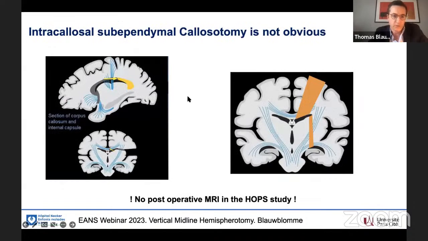For me, the intracallosal subependymal callosotomy is not obvious. The video from Christian was very beautiful because he showed us very nicely the pericallosal artery. But I thought, seeing, for example, in William Harkness' department in London, the lateral approach, it was really difficult to follow the vessel from a lateral way or from a parasagittal way. If you look back in the HOPE study, you don't have 100% of patients that are cured, and you don't have any analysis of the post-operative MRI taken into consideration in the seizure outcome.